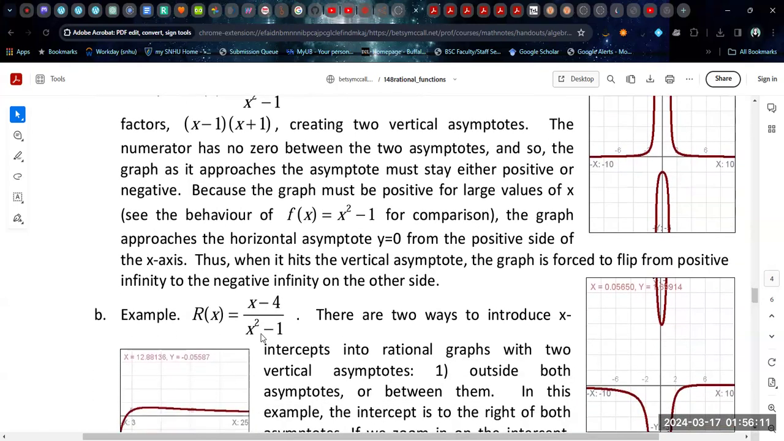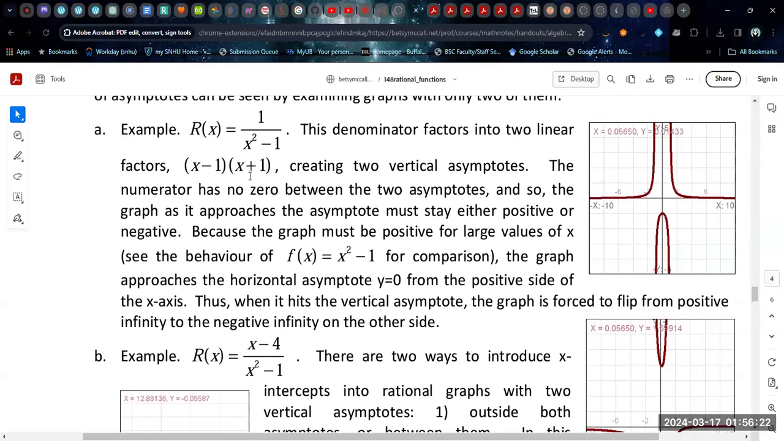Now, it's going to depend exactly what the behavior is. It's going to depend a little bit on your graph. So here, in between, your numerator is always positive. And so in between -1 and 1, your value is going to be negative. And so you're going to be down here.